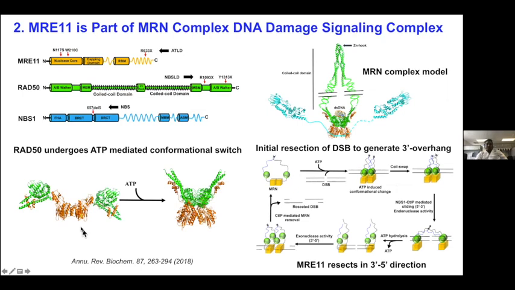Now I'm moving to the second project, where we are using SAXS as a readout for measuring the activity of this MRE11 nuclease. MRE11 is a part of this complex called MRN, which consists of RAD50 and NBS1.